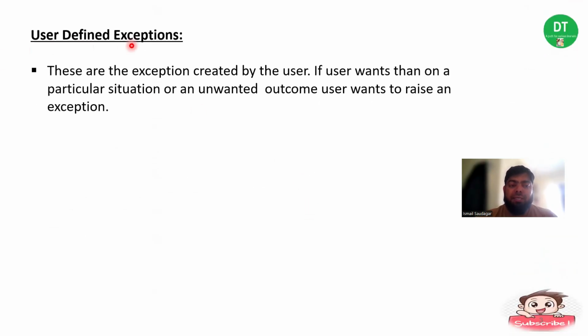Now we'll see user defined exception. These are the exceptions which are created by the user. Suppose in my program I want to raise an exception manually in a particular situation. Suppose I have a list of integers, and that list contains even numbers. If by mistake I have any odd number in that list, and I want to raise an exception when that odd number is found, then this is a user defined exception. Because the user raised it on his own custom condition, it is called a user defined exception.